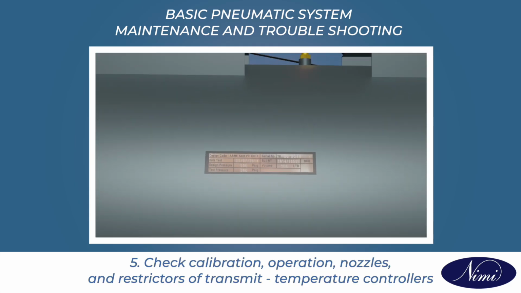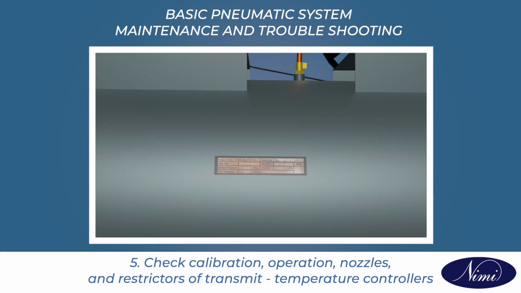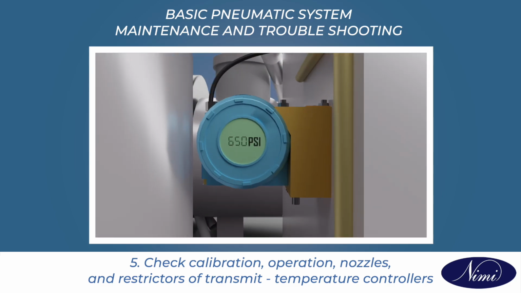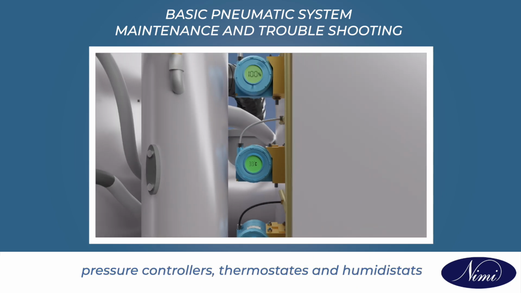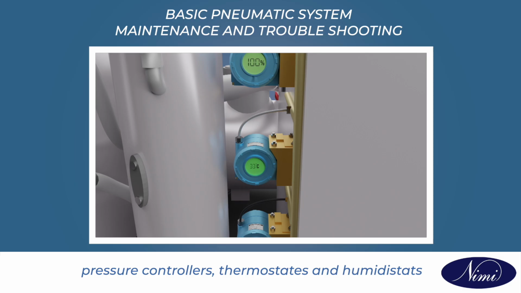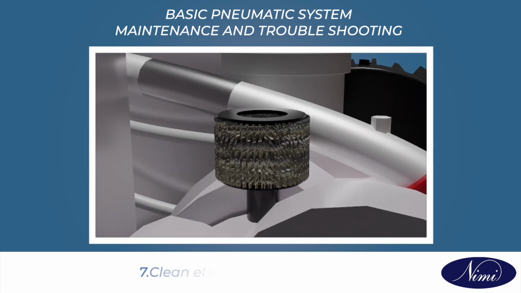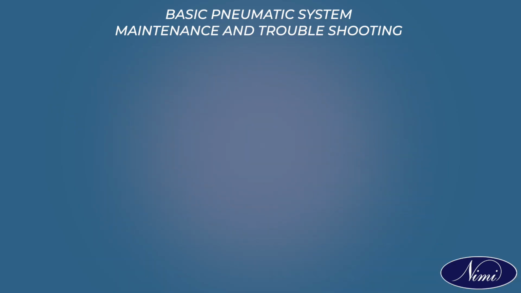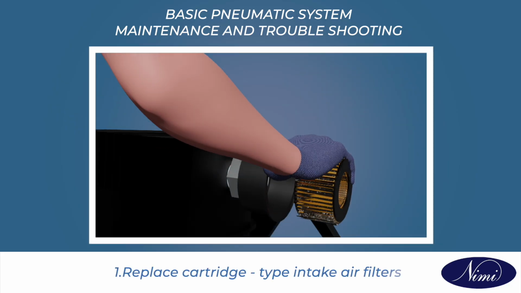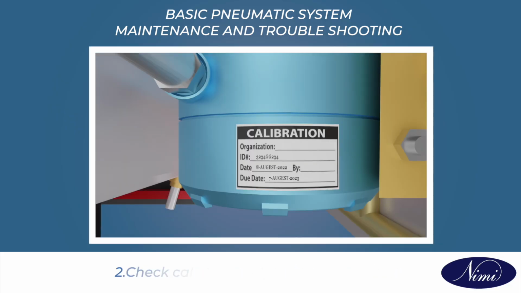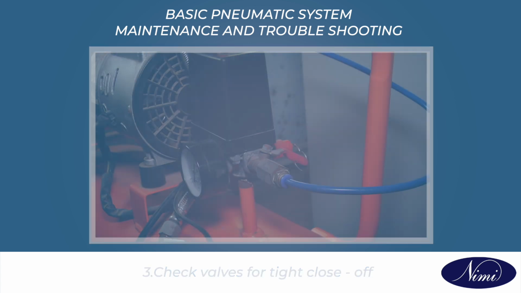Check calibration, operation, nozzles and restrictors of transmitters, temperature controllers, pressure controllers, thermostats and humidistats. Check piping of pressure transmitters and controllers. Clean elements and humidistats. Once in a year: replace cartridge type intake air filters. Check calibration of receiver controllers. Check valves for tight close-off.